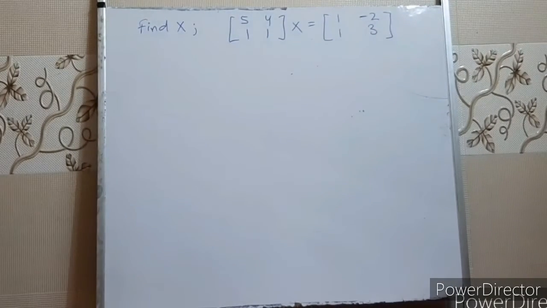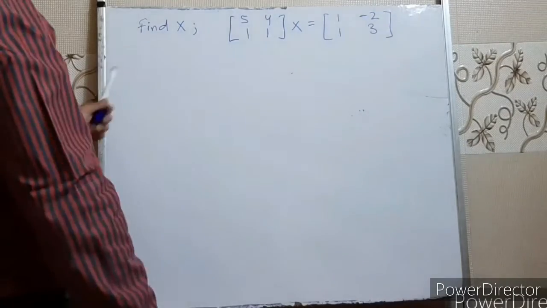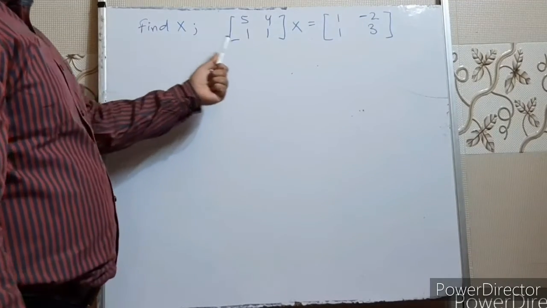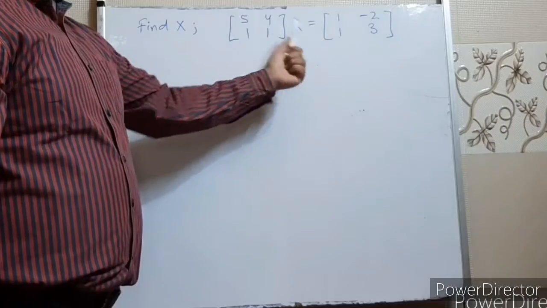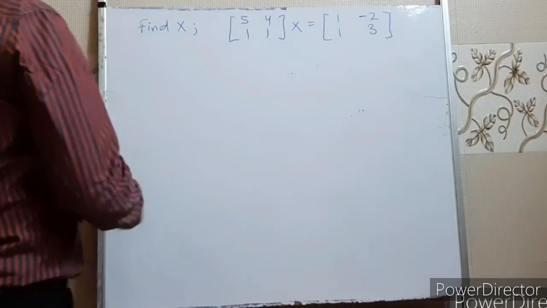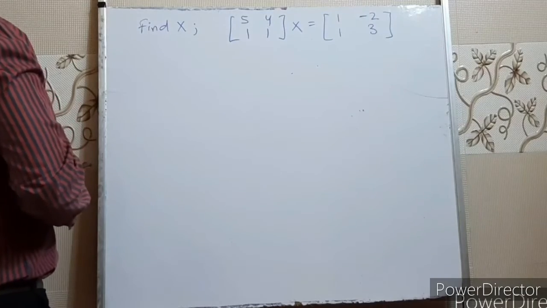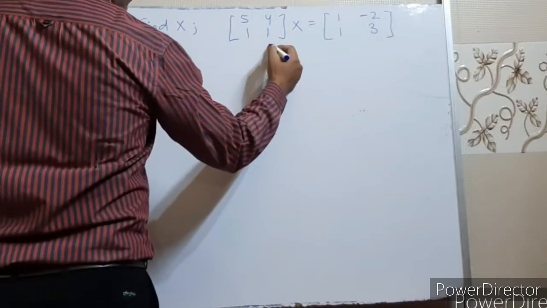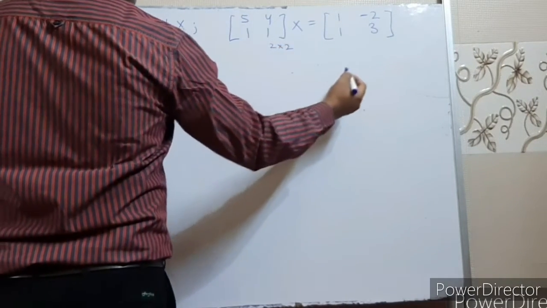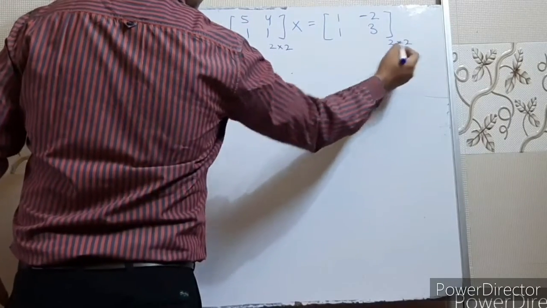Okay children, let's see one sum on multiplication of matrices. Here you have to find the value of matrix x such that this matrix into x is equal to the product matrix 1 minus 2, 1, 3. Now you can see, what is the order of this matrix? 2 by 2 order, and the order of this matrix will also be 2 by 2.